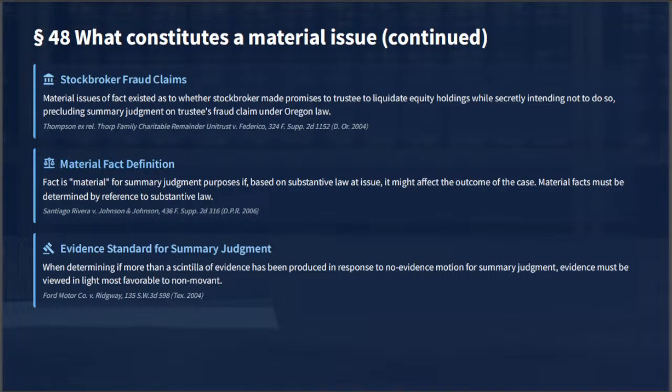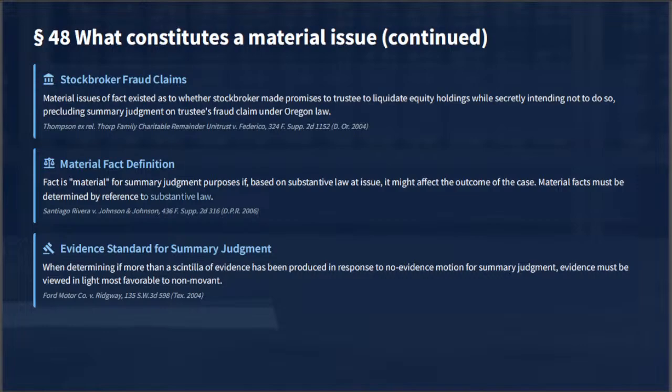Material fact definition. Here we go. We were talking about issue of material fact. Well, here's our definition. We got a good case here, Santiago Rivera versus Johnson & Johnson in Puerto Rico, 2006. Fact is material for summary judgment purposes if, based on substantive law at issue, it might affect the outcome of the case. It might affect the outcome of the case. Material facts must be determined by reference to substantive law. So remember, it has to have that connection to the law, the governing law, as we heard before.